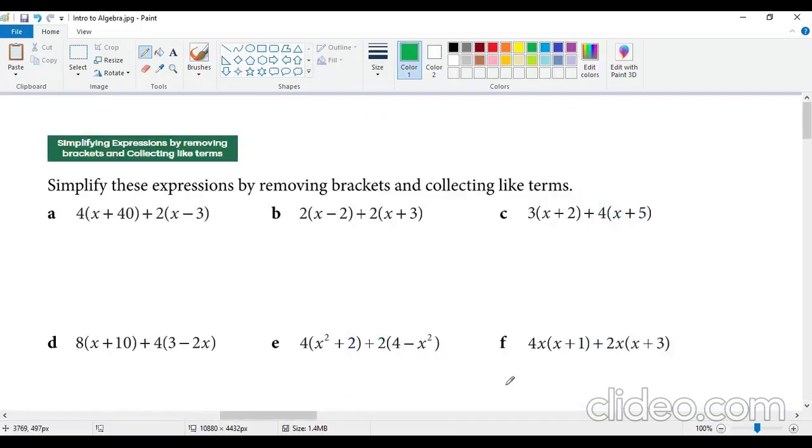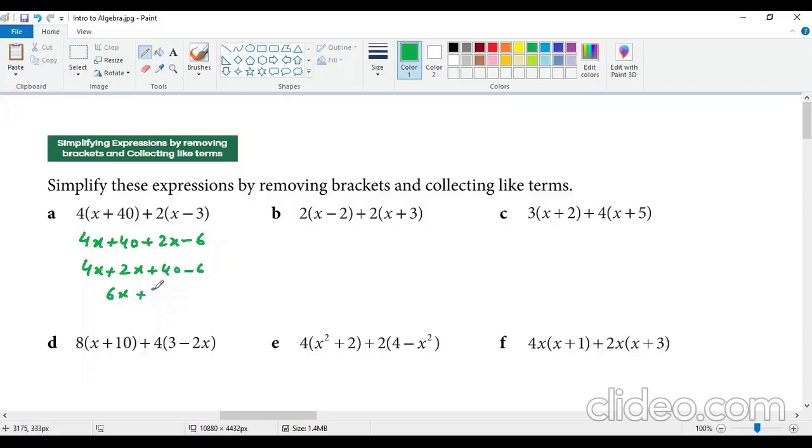We have reached the second last part of this topic. Now here not only will you simplify, but you will keep the like terms together and then solve it. So for the first one, you will get 4x plus 40 plus 2x plus minus is a minus, 2 times 3 is 6. And keeping like terms together, 2x plus 40 minus 6, that means it's going to be giving us 6x plus 34.